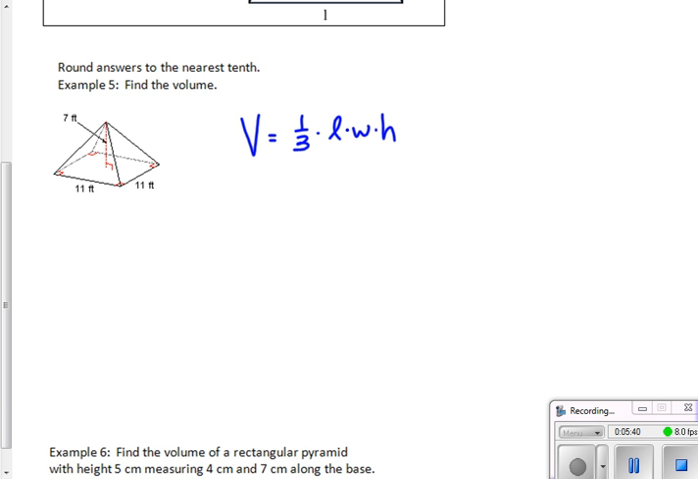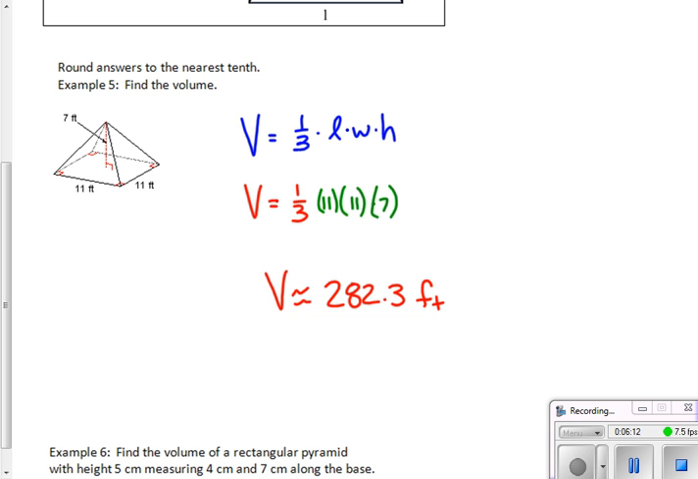Substitute in values that we know. And the length of that base is 11. The width of that base is 11. And the height that we need to use is that internal height there because we're talking volume, and that is 7 feet. Go ahead and do your computation there. Remember, you're rounding your answer to the tenth as mentioned. So when we round here, we should wind up with about 282.3 feet cubed.